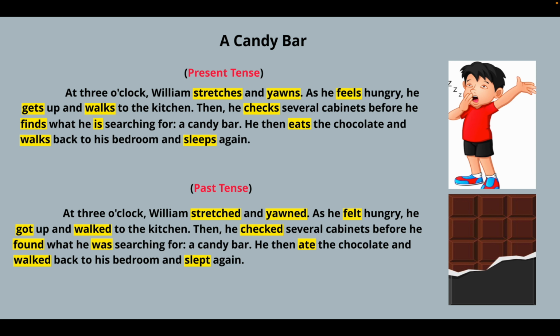So, the past tense of stretch is stretched, yawn is yawned, feels is felt. This is an irregular verb. Get is got, walk, walked, check, checked, find, found. This is also an irregular verb. Is, was, eat, ate. Also an irregular verb. Walk, walked, sleep is slept. Got it?